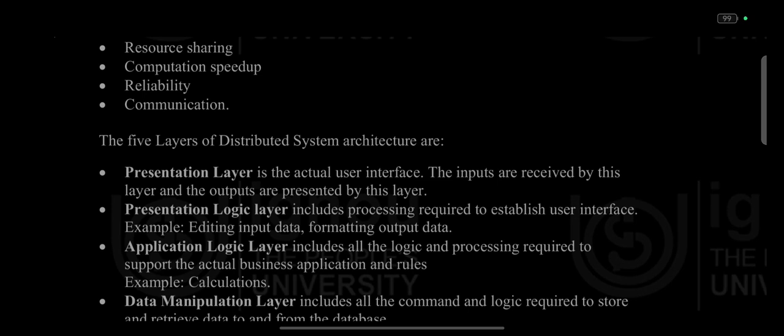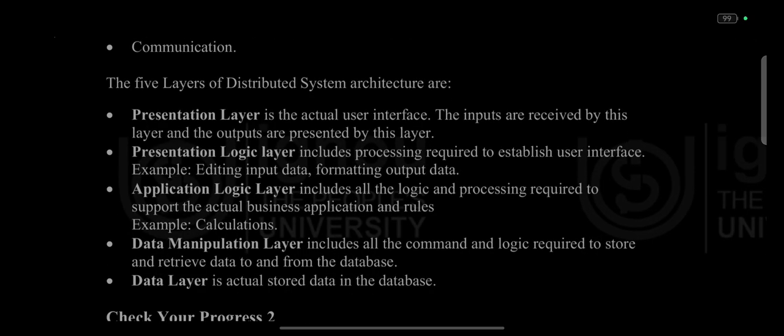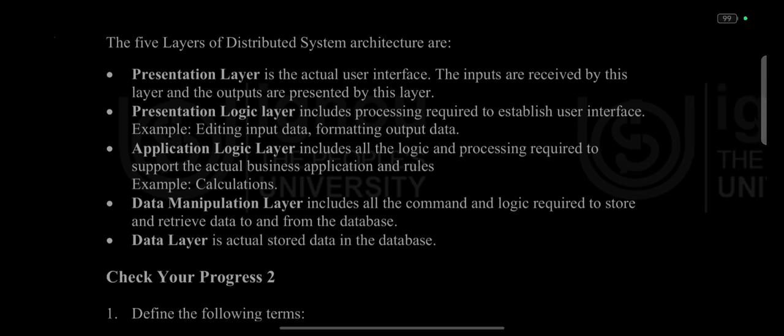reliability, communication. The five layers of distributed system architecture are: the presentation layer, which is the actual user interface. The inputs are received by this layer and the outputs are presented by this layer. The presentation logic layer includes processing required to establish the user interface. Example: editing input data, formatting output data.